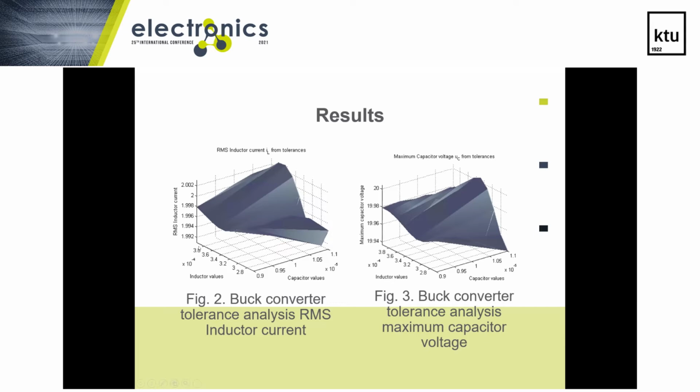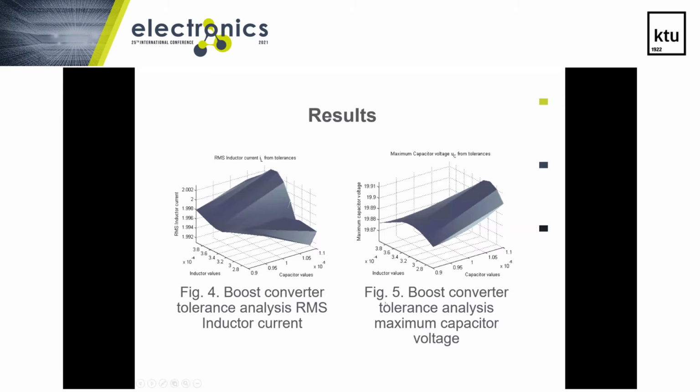Here can be seen the inductor values, plus minus 20%, and the capacitor values, plus minus 10%. This is how the average RMS inductor current changes with the inductance of the converter. Same here for the maximum capacitor voltage from the tolerances. The next slide shows this for the boost converter. As you can see, the graphs are a little bit different, but the idea is the same: to see how the tolerances affect the steady state.